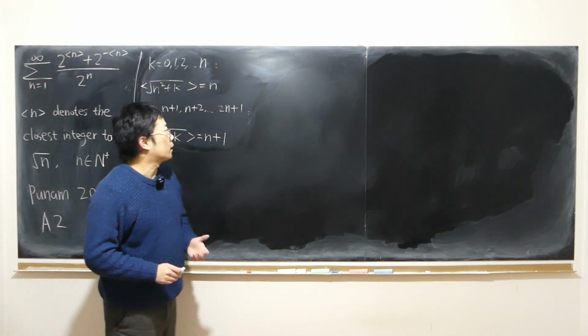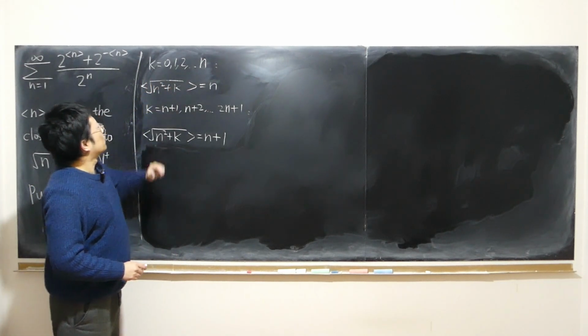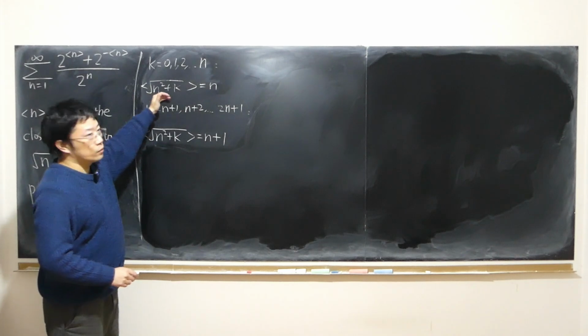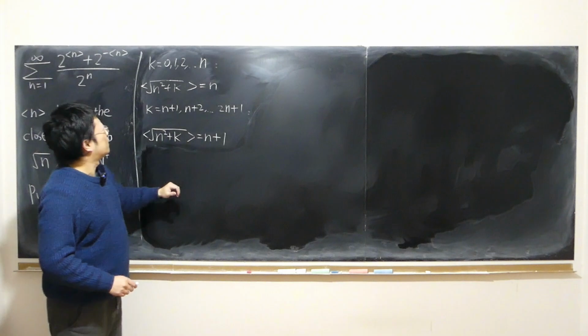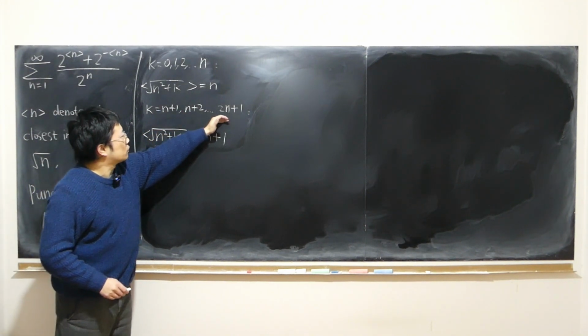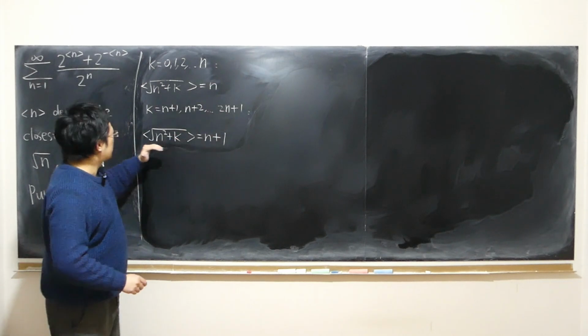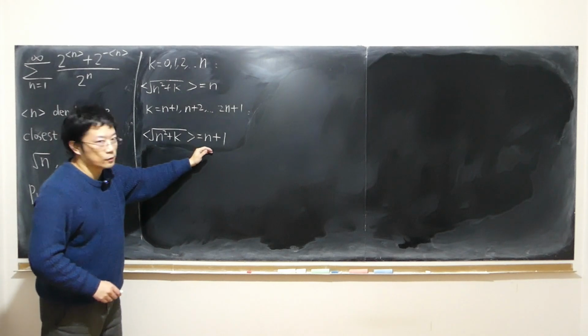So far, we found that when k is 0, 1, 2, 3, all the way up to n, the closest integer to the square root of n squared plus k is exactly n. But when k is n plus 1, n plus 2, all the way up to 2n plus 1, the closest integer to the square root of such a form is n plus 1.